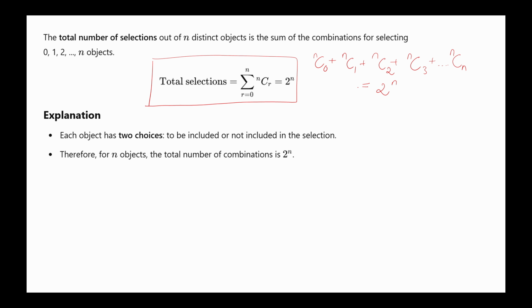So remember this thing. Each object has 2 choices: to be included or not included in the selection. Even if I have 3 oranges, I will have to consider all those 3 oranges as different oranges. I'm not considering them to be similar. Therefore, for n objects, the total number of combinations becomes 2 to the power n.